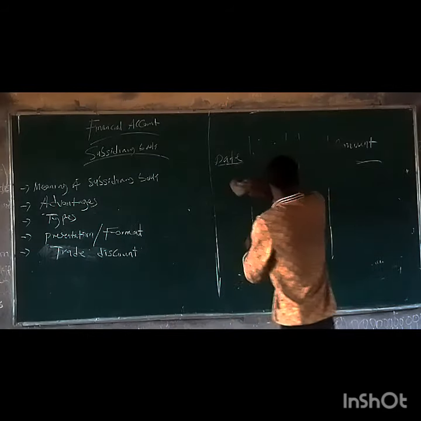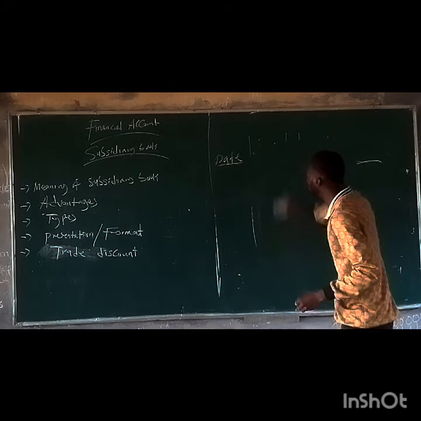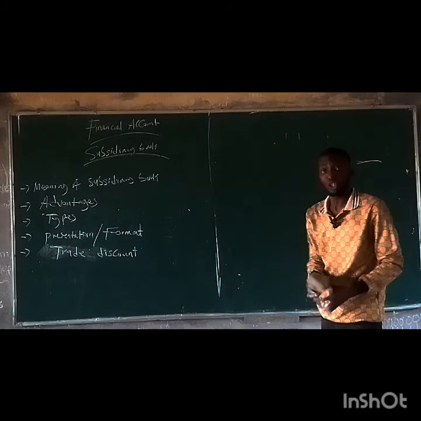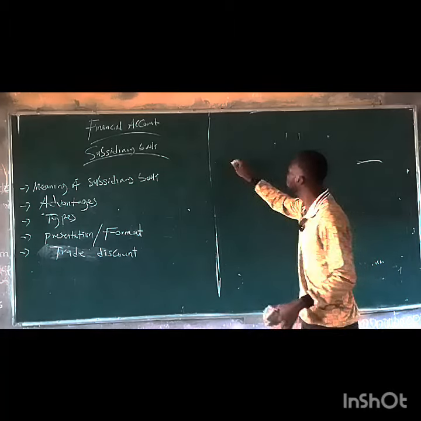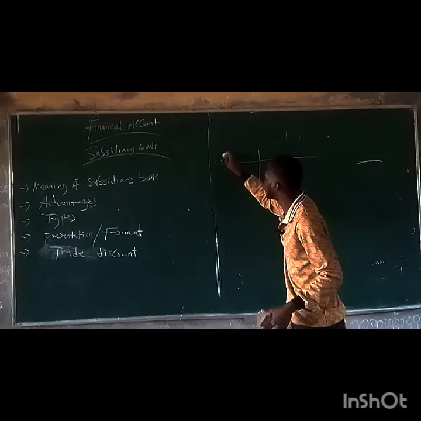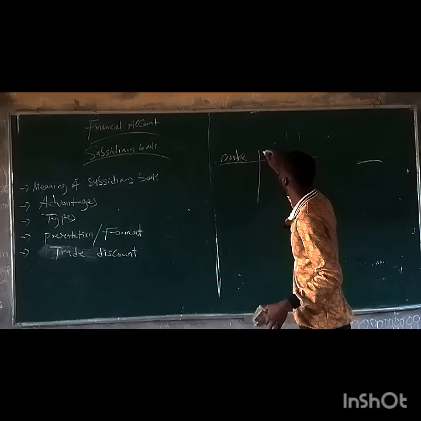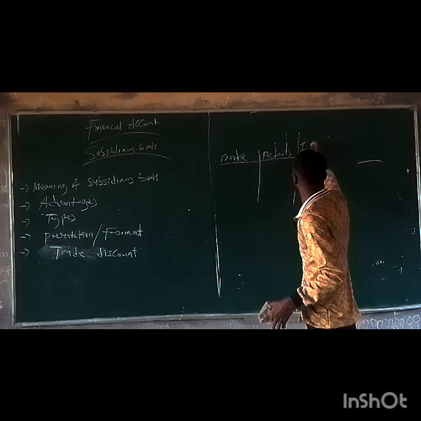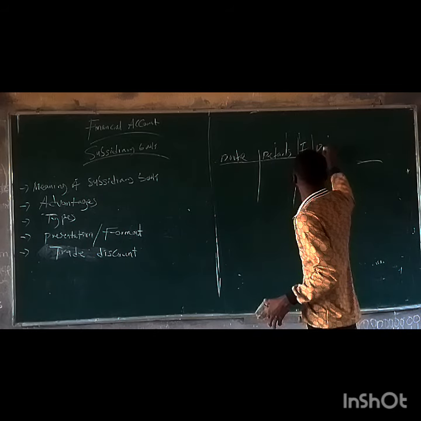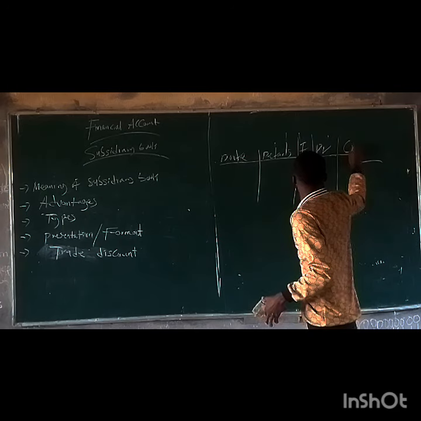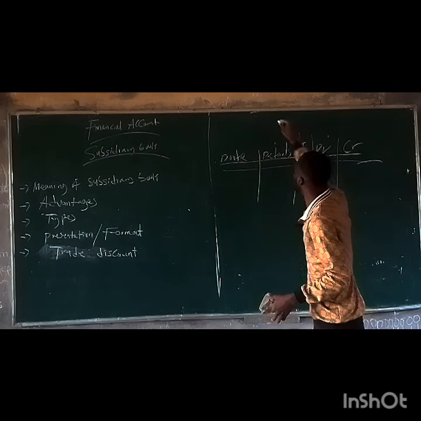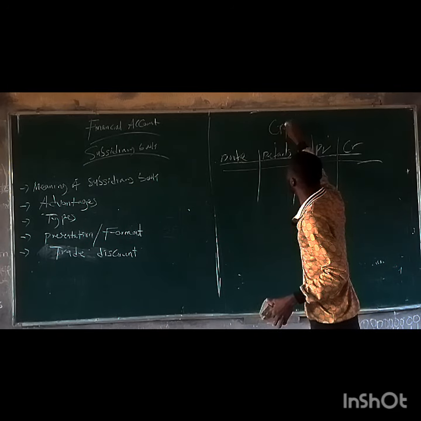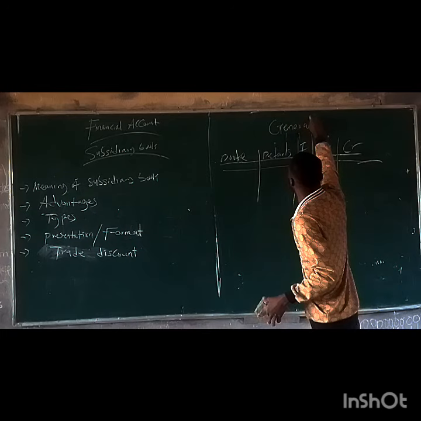Now the general journal is a little bit different, but it's also part of the subsidiary books. The format for the general journal is we have the dates, we have the details, we have the folio. Here we are going to have what we call the debit and then credit. This is called the general journal. This is how a general journal looks like.